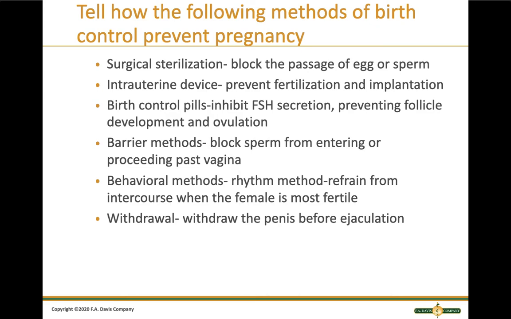Then finally, behavioral methods. The rhythm method is when you refrain from intercourse when the female is most fertile, for about a week. These are not as effective because sometimes it's hard to predict when that's going to happen. Another behavioral method is withdrawal, which is withdrawing the penis before ejaculation. Again, this is not very effective because there is some sperm in the fluid that's released before ejaculation.